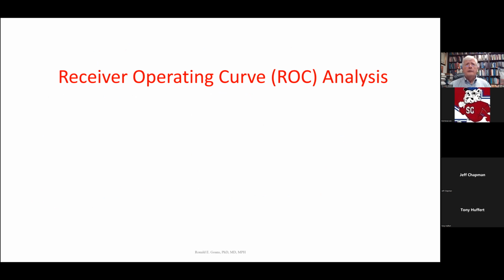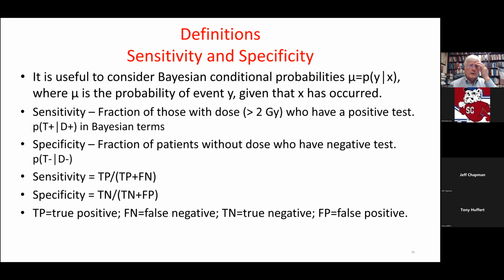All right, let's look at the receiver operating curve analysis, ROC analysis. Here we're going to look at sensitivity and specificity. We're going to look at our neutrophil lymphocyte ratio as a medical test. And so we're going to consider Bayesian statistics, Bayesian probabilities.